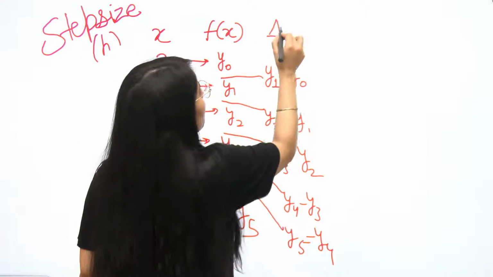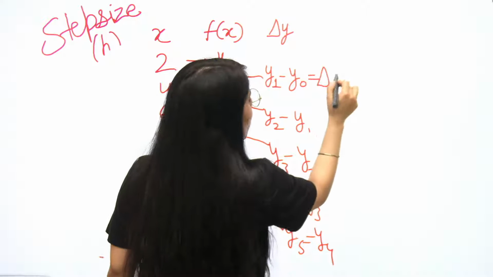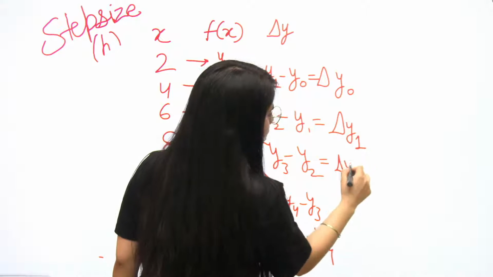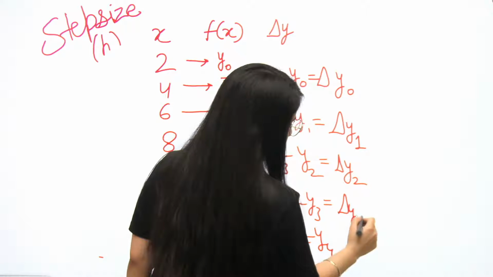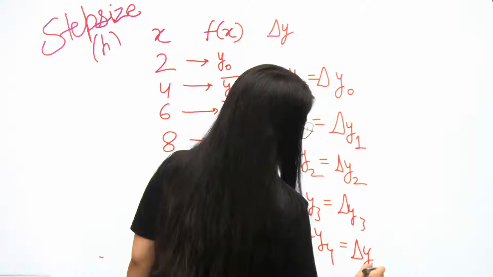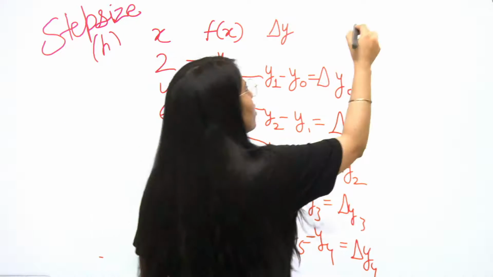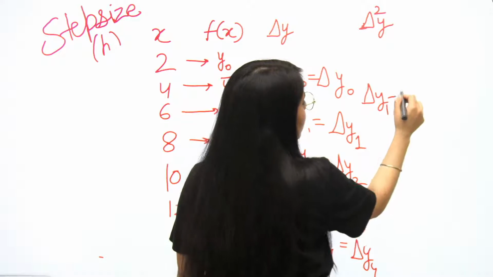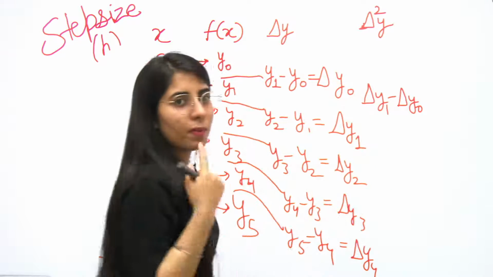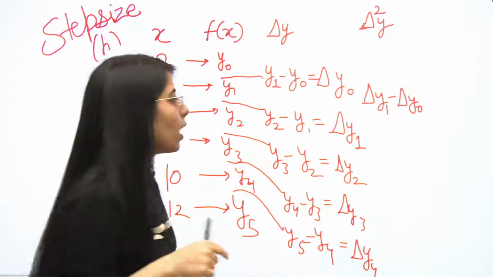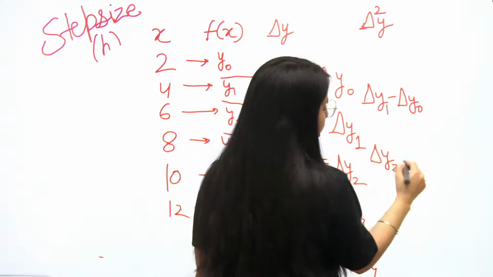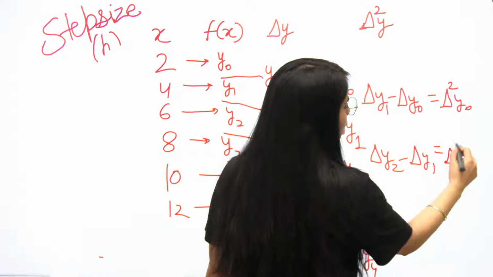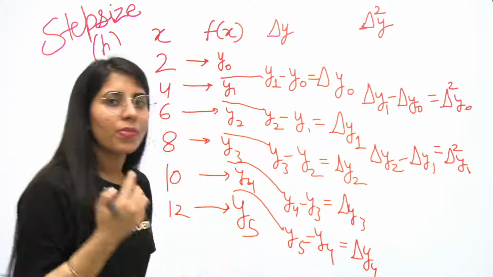This will basically be delta y. What is this? This is delta y0. This is delta y1. Delta y2, delta y3, delta y4. Next you will find delta 2 y. How? Delta y1 minus delta y0. Second minus first. If you make a mistake in the sequence, your answer can go wrong. Next, delta y2 minus delta y1. This will be delta 2 y0. This will be delta 2 y1. Next will be delta 2 y2, delta 2 y3.